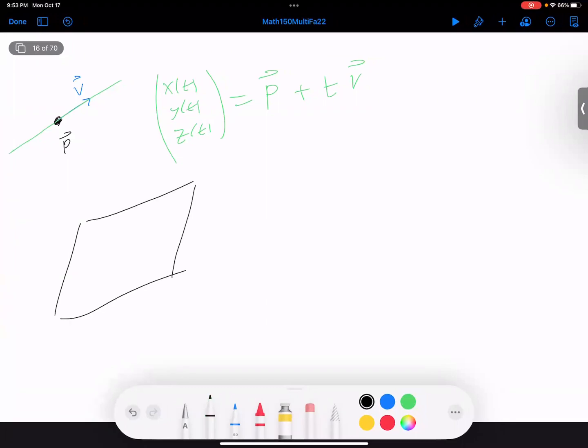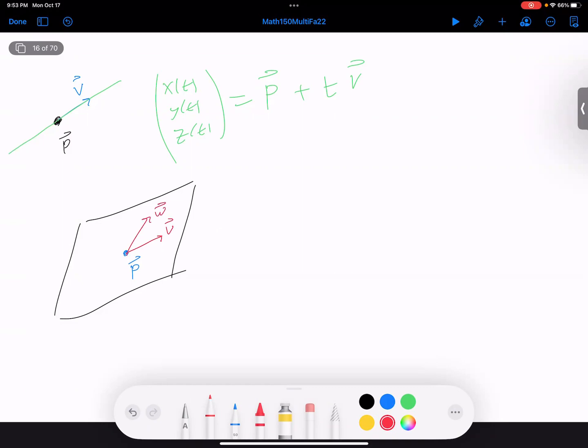Now imagine I'm giving you a plane. For a plane, I could have a base point. Let's call that base point P. And now a line had one direction. What do you think I'm going to need here? Two directions. So we could say maybe here's one direction, let's call that V, and here's another direction, maybe W.